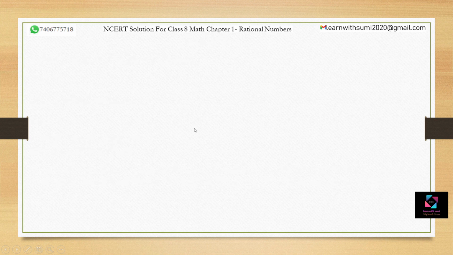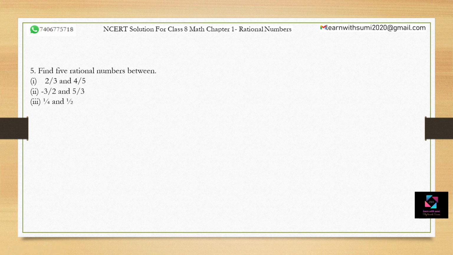So now we will move on to the next question, that is question number 5. Find 5 rational numbers. Here they have mentioned how many rational numbers you are supposed to find. They have mentioned 5 rational numbers between 2 by 3 and 4 by 5, between -3 by 2 and 5 by 3, and between 1 by 4 and 1 by 2. So how do you find it? You are just going to follow the same procedure. You're going to make the denominators the same so that it becomes easy to find the rational numbers between them.